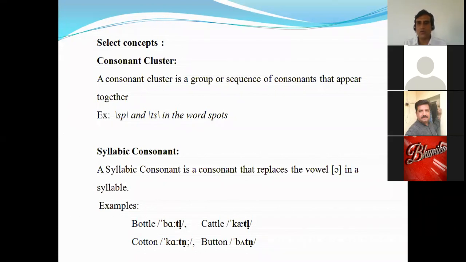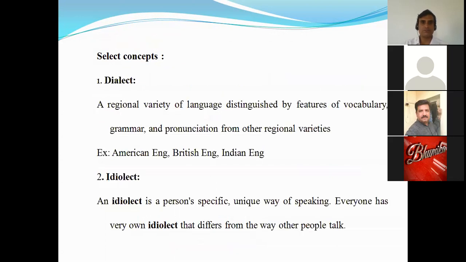Let us turn towards the next term, syllabic consonant. Instead of the vowel, when one consonant takes the place of the vowel, this is called a syllabic consonant in English phonology. A syllabic consonant is a consonant that replaces the vowel in a syllable. For example, bottle, cattle, L sound is there. Cotton, button, N sound is there. So N and L are syllabic consonants.